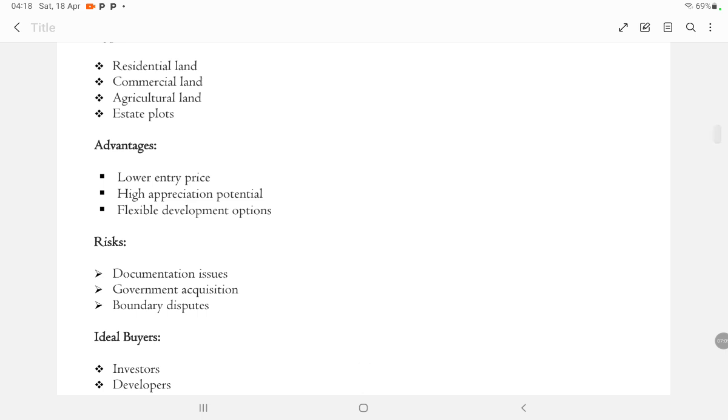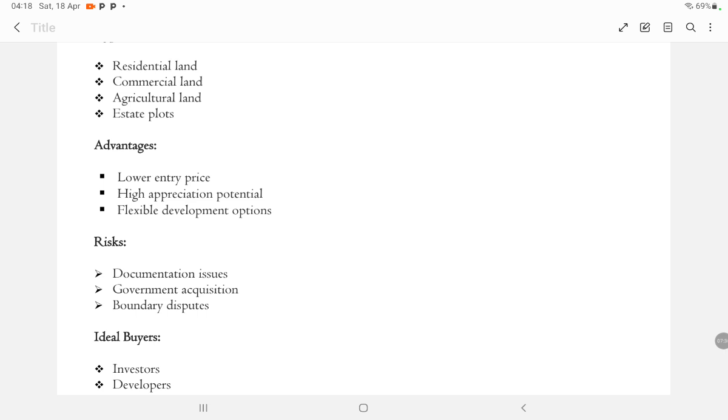So in that sense, what are the advantages? We have a low entry point and high appreciation potential. You can buy land and it will appreciate very rapidly. Flexibility and development options. When you are buying from an estate, they have payment options. It is more flexible if you are buying from an estate, for instance, or from an individual. Some individuals offer flexibility of payment, but mostly it occurs within estates or developers.